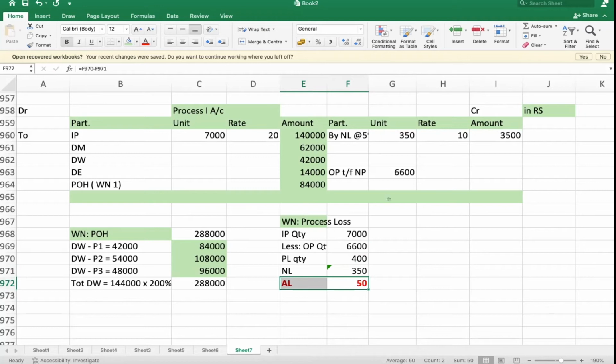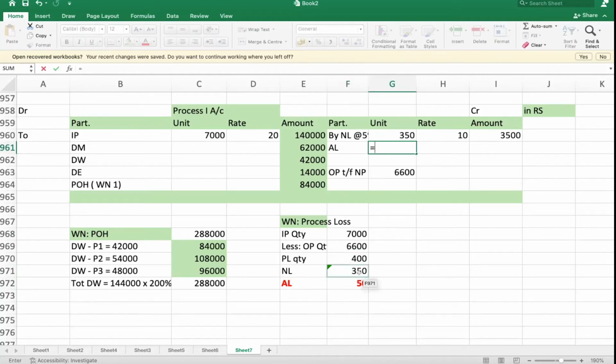Abnormal loss is 50. So any doubt with respect to computation of abnormal loss? No, sir. Are you comfortable? So over and above the normal loss, that is abnormal loss, based on working, 50 units. I'll repeat once again, my dear student, listen here.